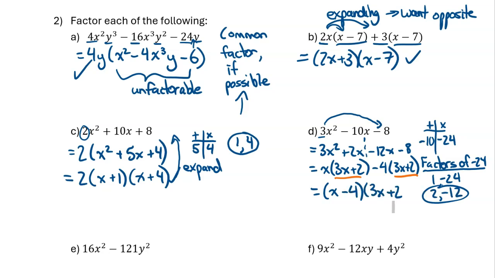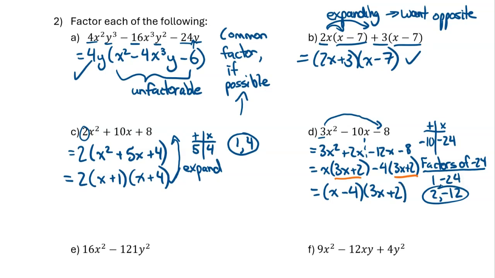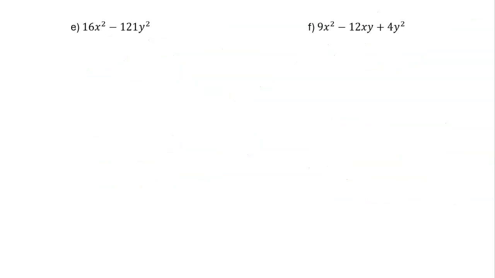So just like we did in B, now we're going to take that last step. We have that x minus 4, and the common factor is 3x plus 2. So that's our final answer as shown. And just note that the negative had to be factored out in order to get it to work out with the right signs, as I mentioned. All right, let's look at the next example now.